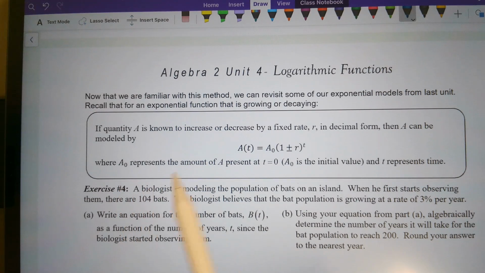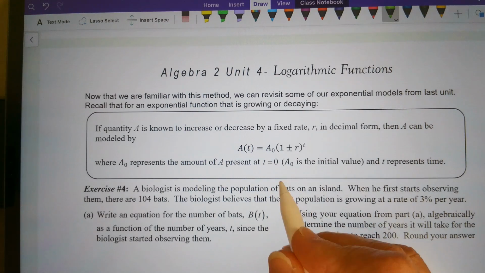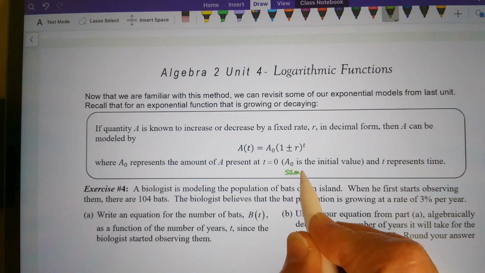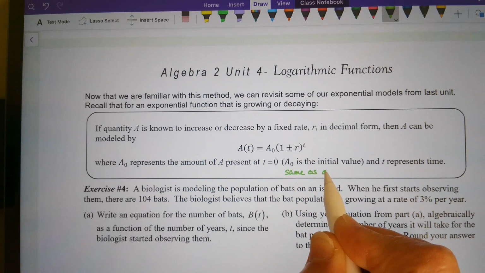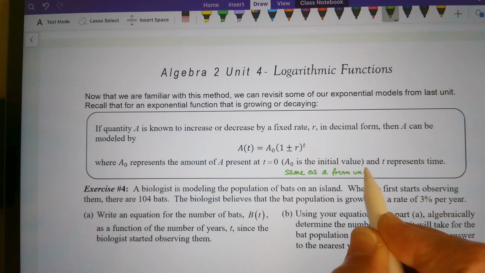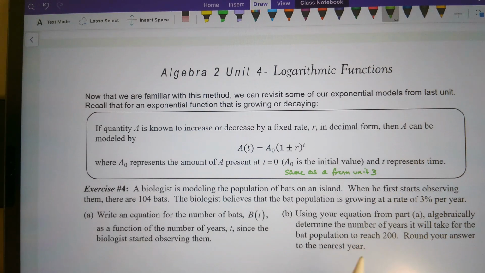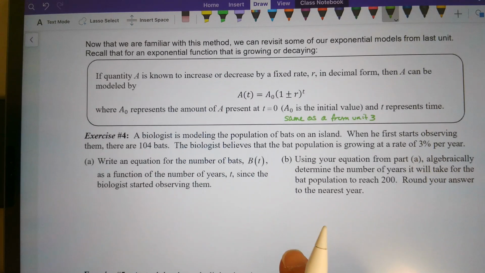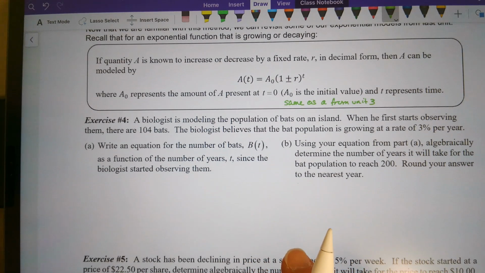Where A sub 0 represents the amount of A present at time equals 0. So A sub 0 is the initial value. Again, this is the same as our lowercase a from Unit 3.